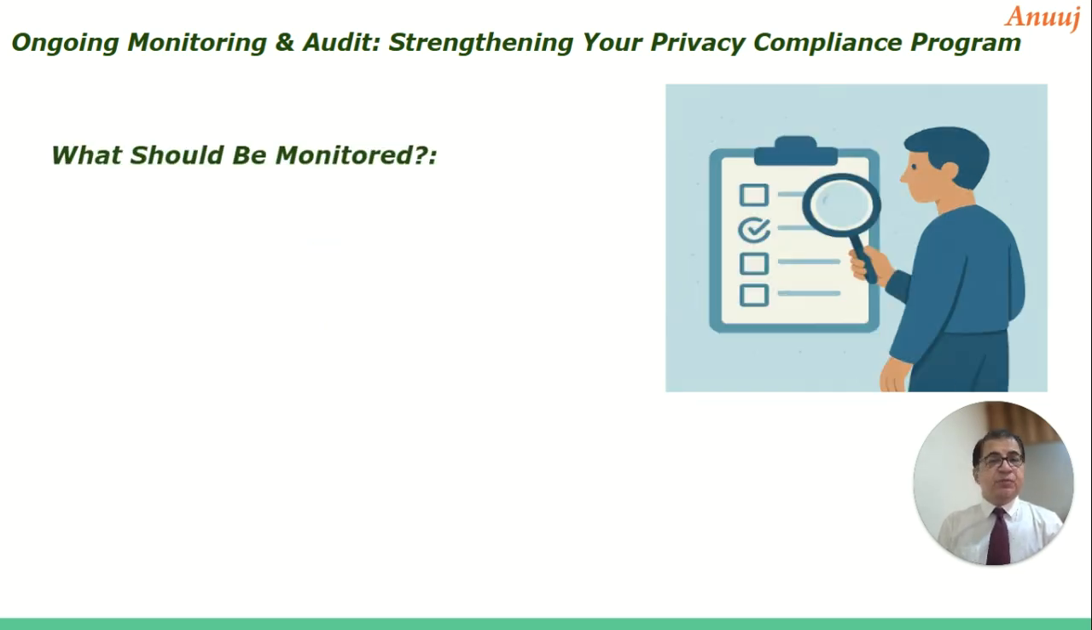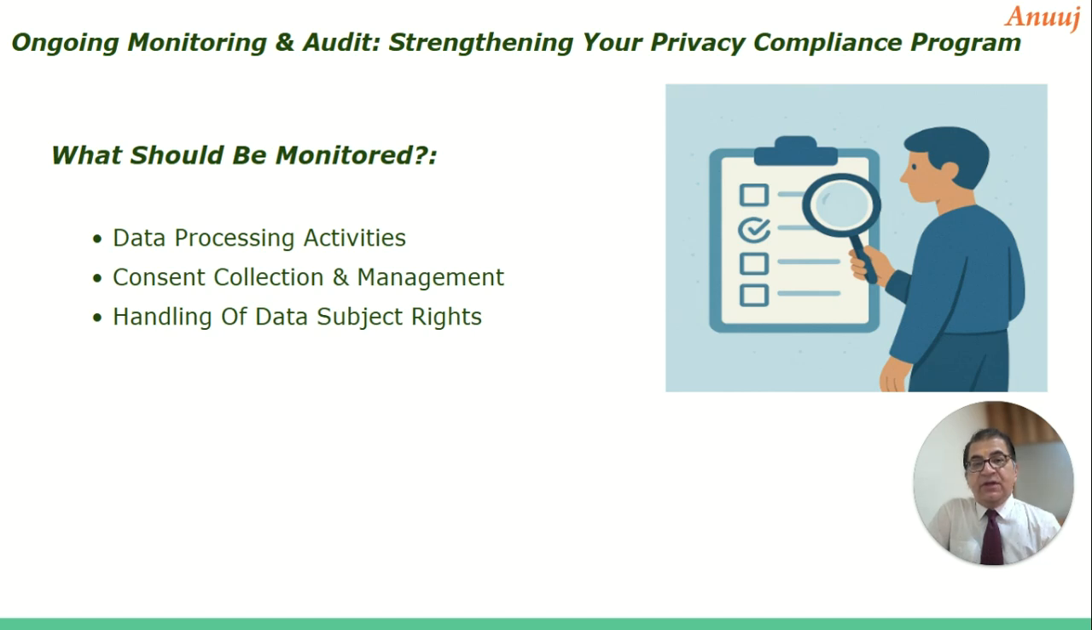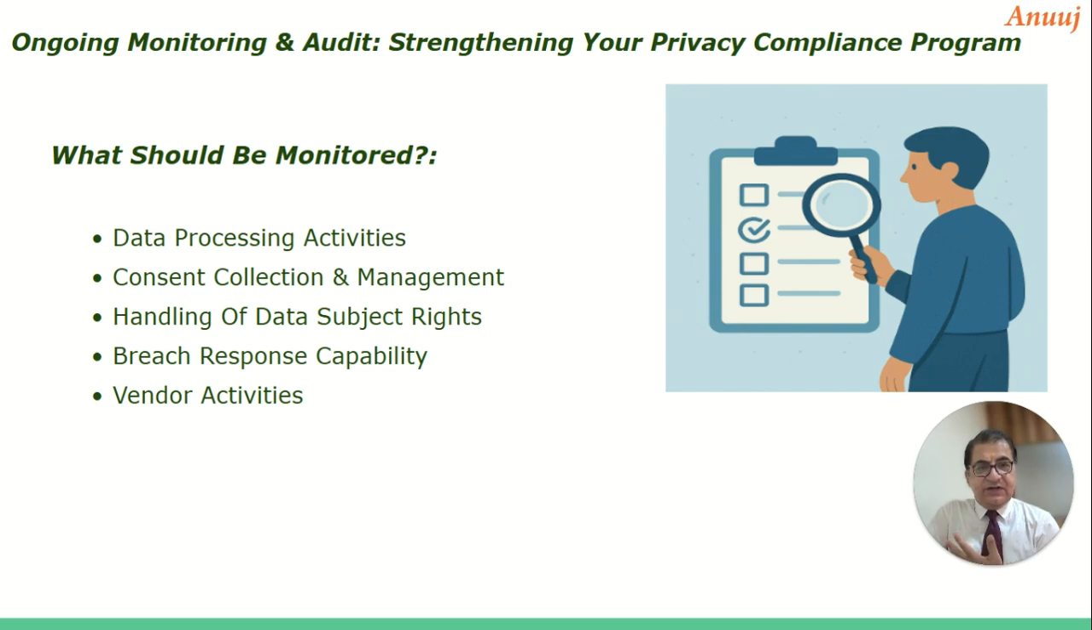So what is it that you should monitor when it comes to privacy? You should monitor all data processing activities, the 5 activities: collecting, storing, using, sharing with third parties, and deleting. You should monitor all these 5 processes. You should monitor the consent collection and management process. You should monitor the handling of rights of data subjects, the breach response capability of your organization, and vendor activities. These are all the processes that we discussed are a part of the compliance program.